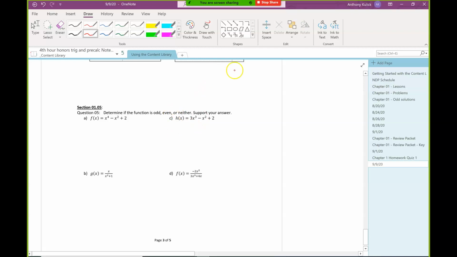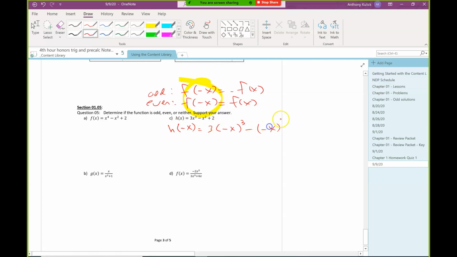Okay. So my 2 tools that I'm going to use, I know that odd, if this rule is true, then it's odd. And then for evens, if this is true, it's even. In either case, we need to look at f of negative x. So that's what I'm going to start with. So h of negative x. Okay, there.